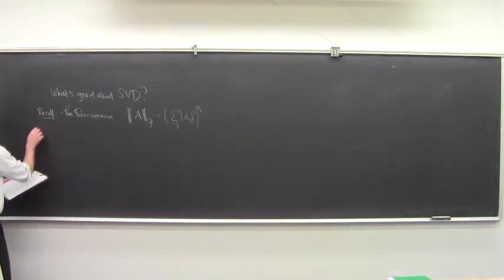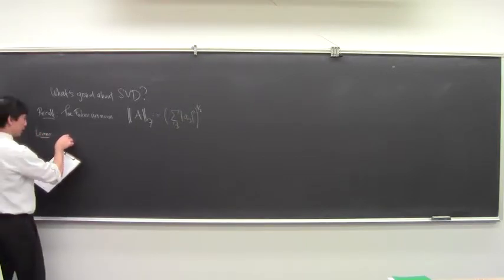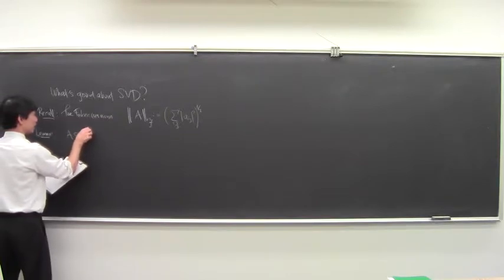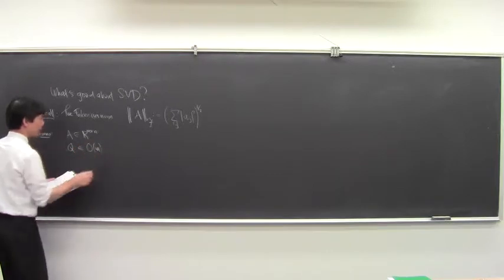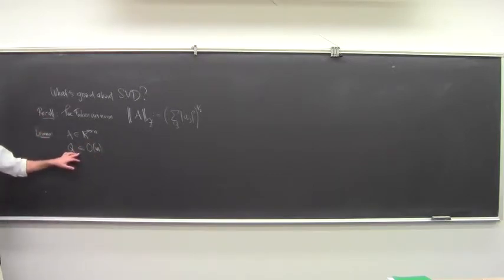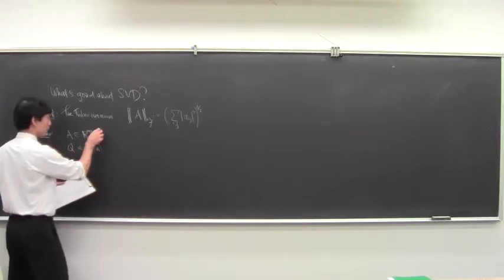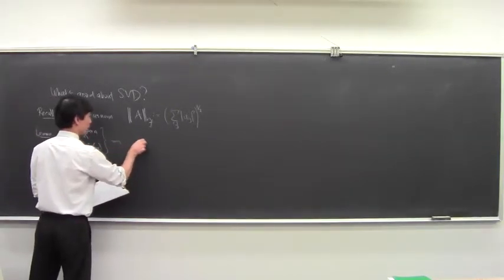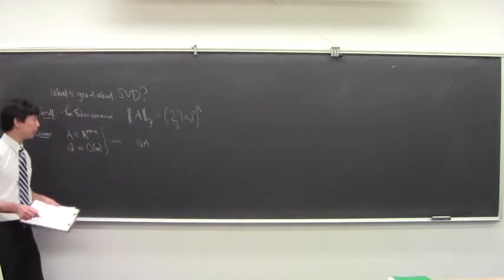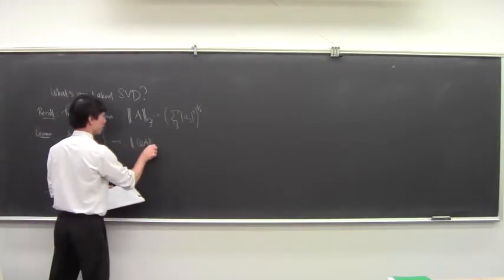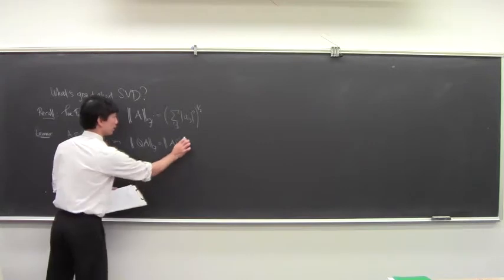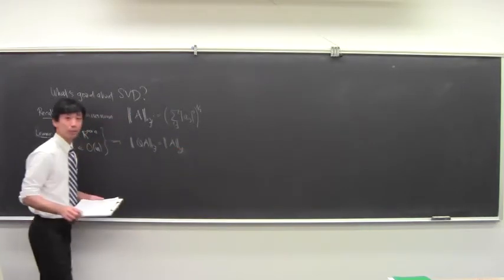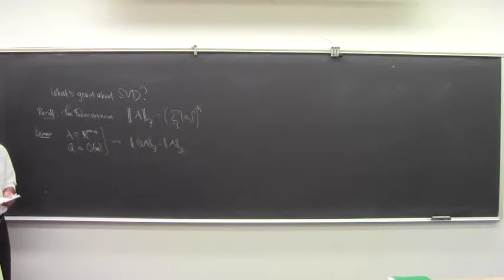The following lemma will be useful to us. If you have a matrix and you have another matrix which is orthogonal, and square of course, then if you multiply your matrix by the orthogonal matrix and look at the Frobenius norm, nothing happens. The Frobenius norm doesn't change when you multiply by an orthogonal matrix.